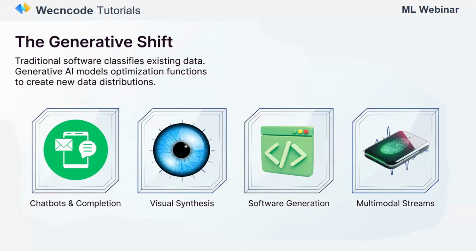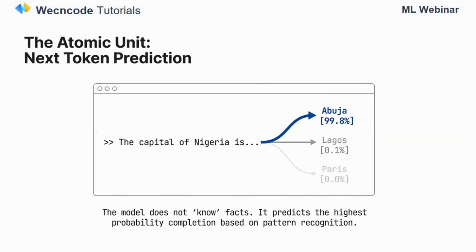So moving on to the next, we have the atomic unit. Before we look at this depiction on the screen, we have to understand how an AI model works. An AI model is basically a machine learning model. Now I'm talking about generative AI. It is a machine learning model that makes use of generative capacity.